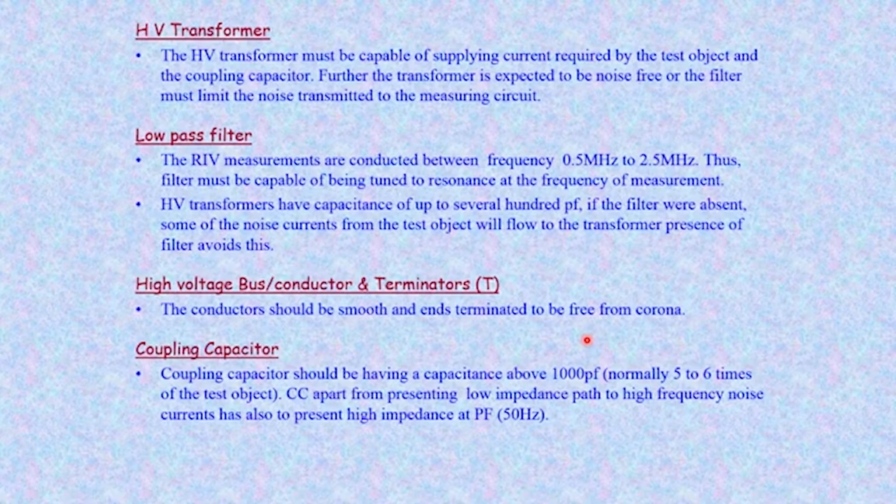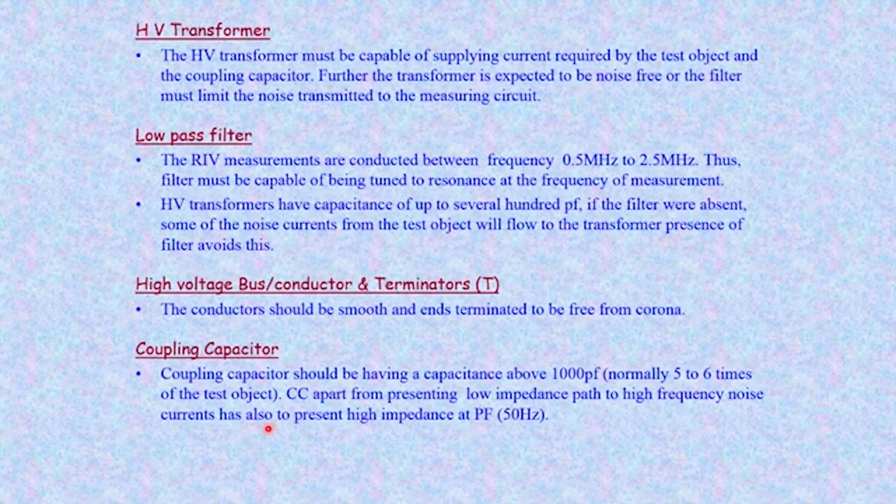So, the coupling capacitor should have capacitance above 1000 pF. Whatever the coupling capacitor which is operating at 1 megahertz or 2.5 megahertz for the measurement, for the signals which are being generated at these frequencies, it should offer a low impedance and the signal should be transmitted. The requirement is minimum, it should have a 1000 picofarad value. It is normally 5 to 6 times that of the test object.